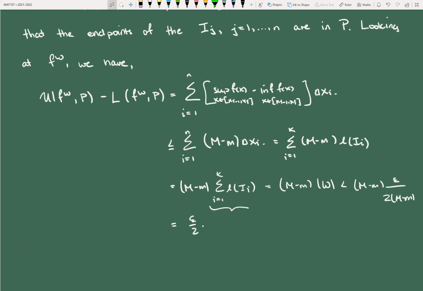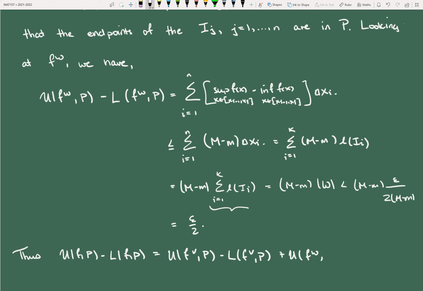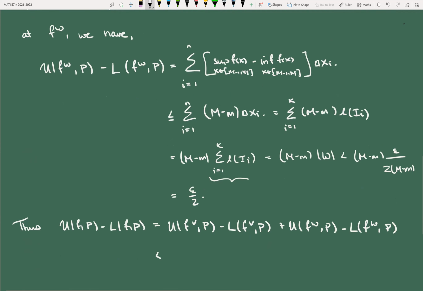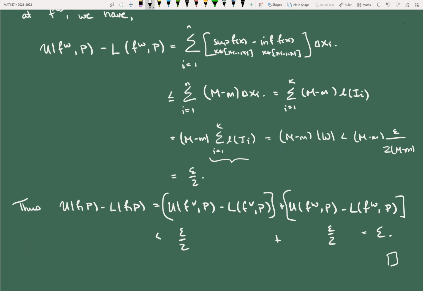So thus, U(f,P) minus L(f,P) is equal to U(f_V,P) minus L(f_V,P) plus U(f_W,P) minus L(f_W,P), which is less than, here, let me put these in the brackets, epsilon over 2 plus epsilon over 2. And that's just epsilon, right? So we're done.